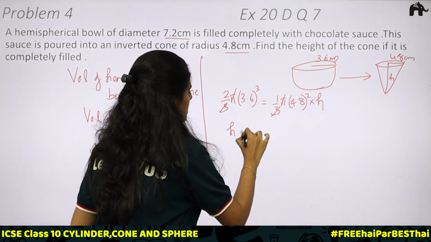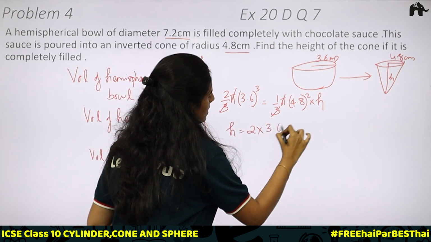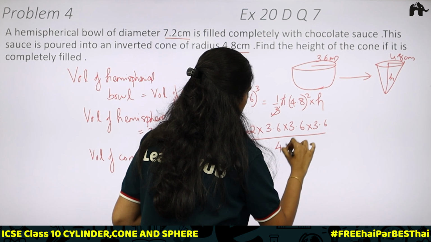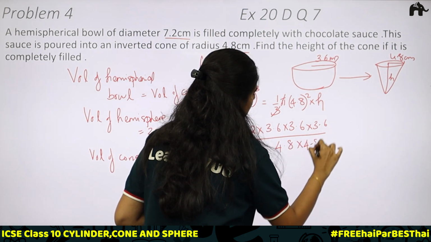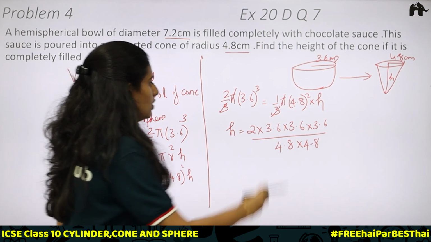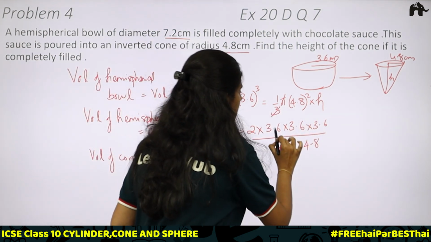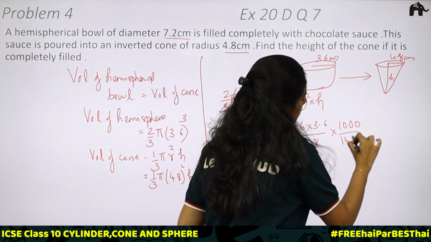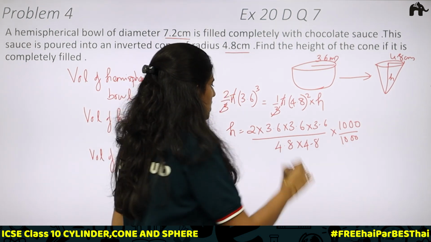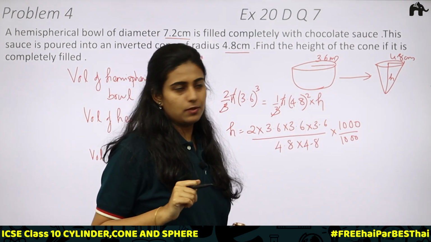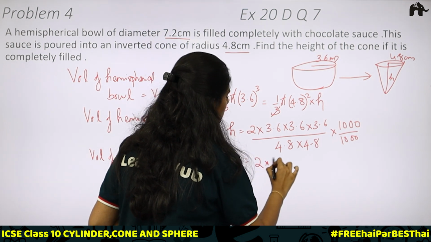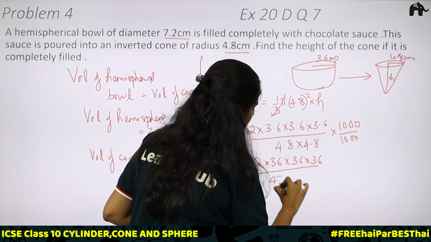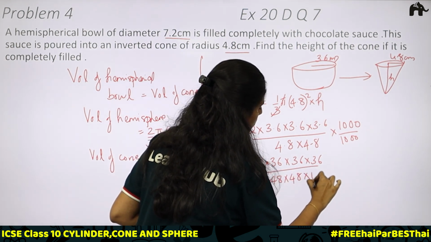Then we have h is equal to 2 into 3.6 into 3.6 into 3.6 divided by 4.8 into 4.8. In order to remove the decimal, here we have 3 decimals to be removed. I am multiplying numerator and denominator by 1000, so that 3 decimals can be removed from the numerator. You get 2 into 36 into 36 into 36 divided by 48 into 48 into 10.